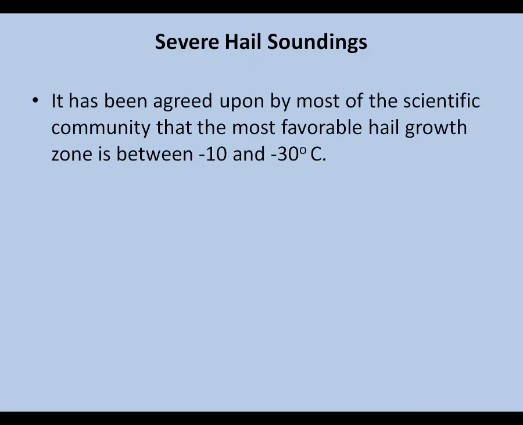Okay, let's go to situational awareness by looking at some severe hail soundings. First thing that's important in situational awareness is to understand the hail growth zone. Most of the scientific community says that the most favorable hail growth zone is between -10 and -30 degrees Celsius. Notice it's not freezing. It's all the way up to -10 because you have some issues of graupel and maybe some melting hail between 0 and -10. So the maximum hail growth zone is between -10 and -30.